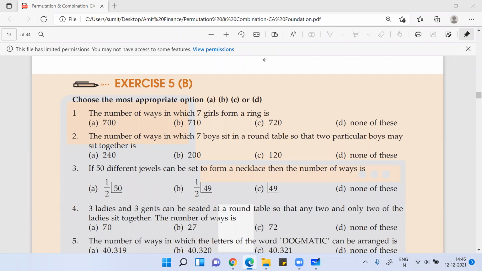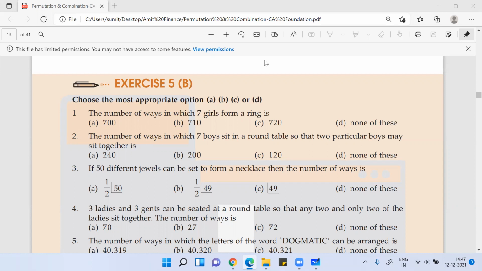I cannot choose more than those two. So from three ladies, I can choose two ladies in 3C2 ways, in three ways. 3C2 is three, right? Suppose those two ladies are A, B. From three ladies, you have to choose any two ladies, and you can choose two ladies in 3C2 ways.